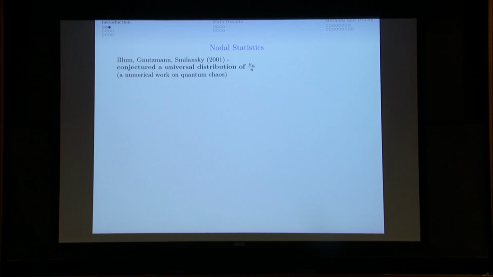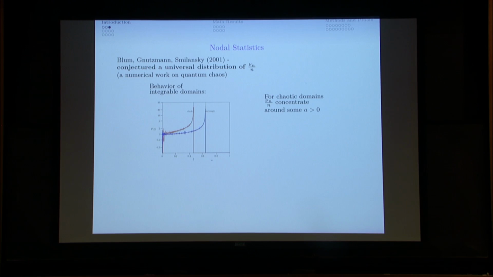Then we go to the next historical step, which is a numerical work on quantum chaos by Gnutzmann, Smilansky, and Blum from the Weizmann Institute, who said, okay, let's look at this quantity and see how it behaves. This is something that is bounded between 0 and 1. We believe that it's bounded much more than that, and we want to see how it behaves.